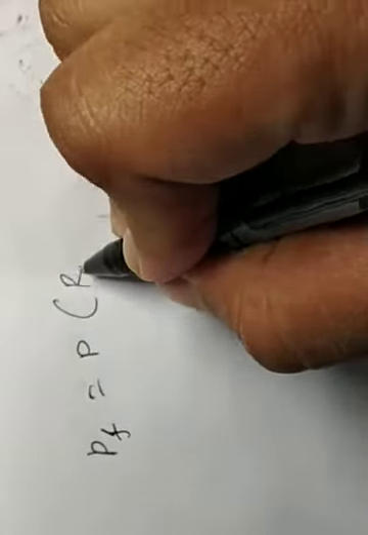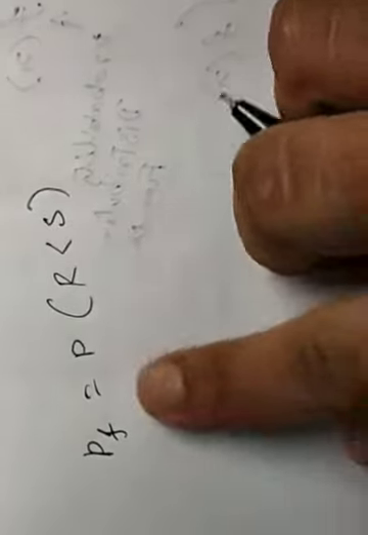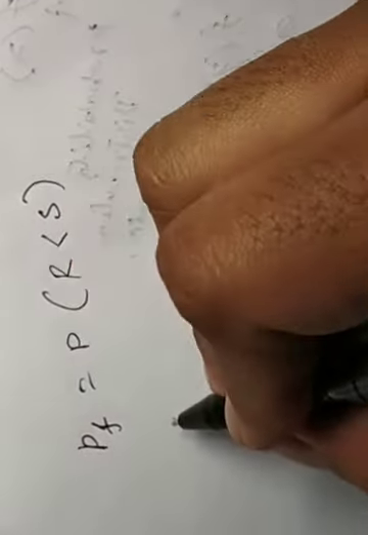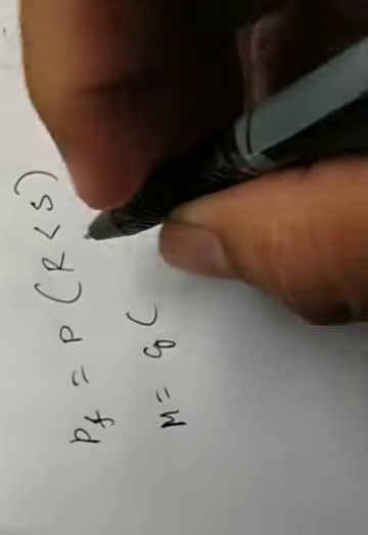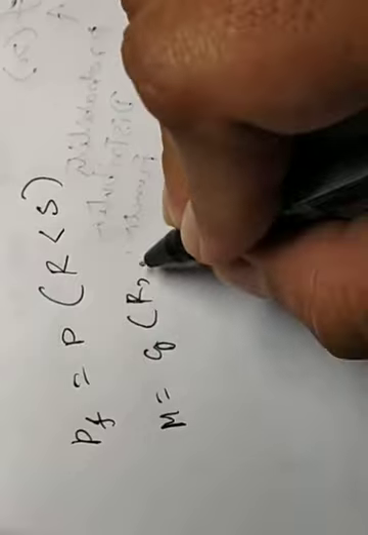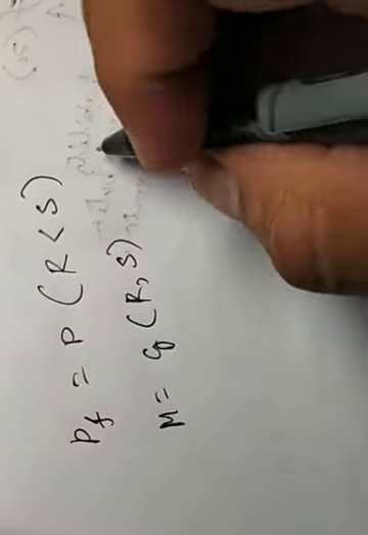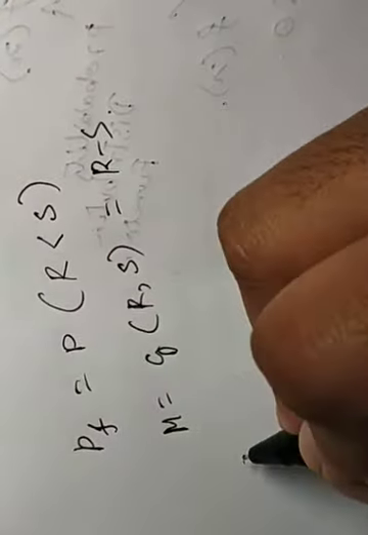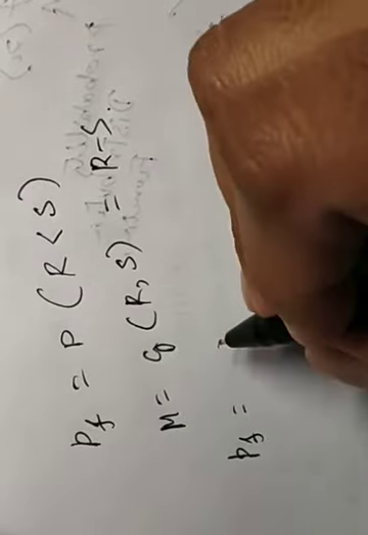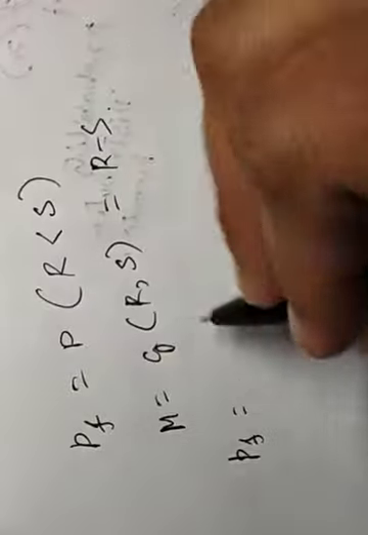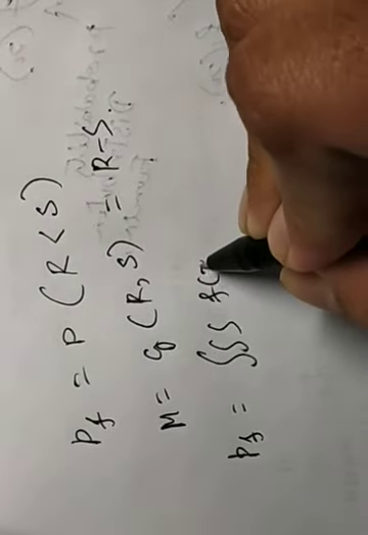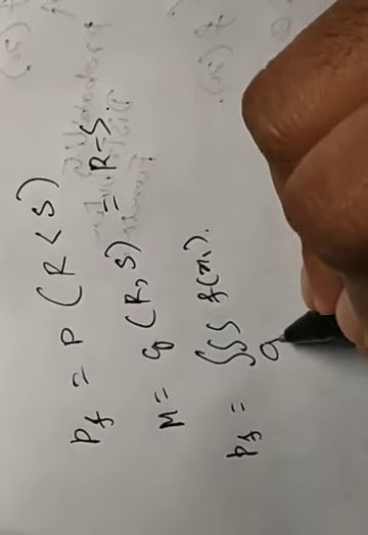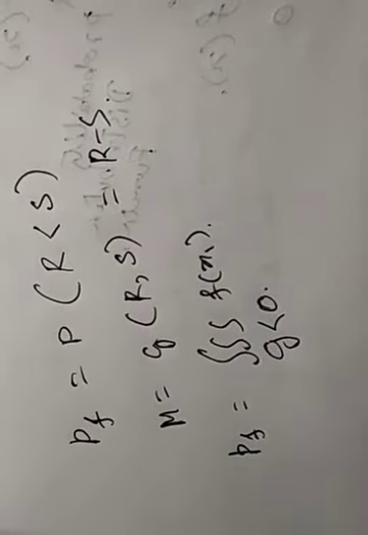So the probability of failure is the probability of R being less than S, or S being greater than R. We have also seen the margin of safety function M, a function G of my resistance and my action, which equals R minus S. And I have also seen that the probability of failure is going to be the integration of all the individual probability distributions as long as G is less than 0. So this is what my probability of failure is.